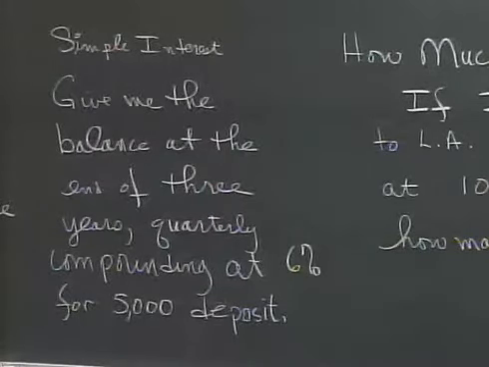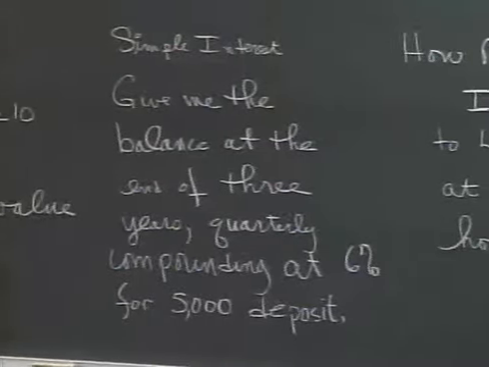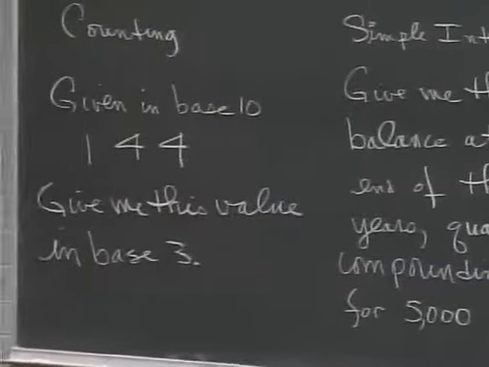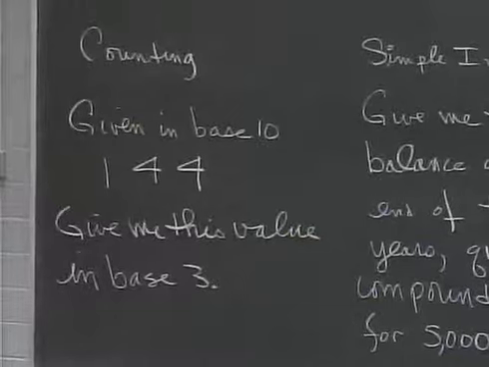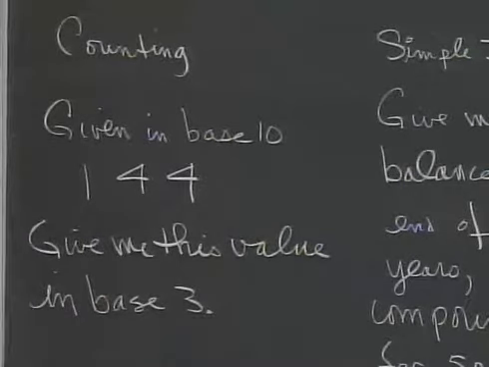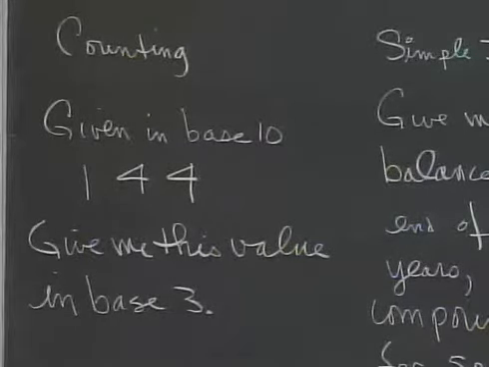Okay, let's start a smooth transition to the first problem. And this was the counting unit problem. And we start with 144 as a base 10 number, the way we'd usually say. That's 12 dozen. But I want you to give me the value in base 3. Okay, so that's the last problem of the group.